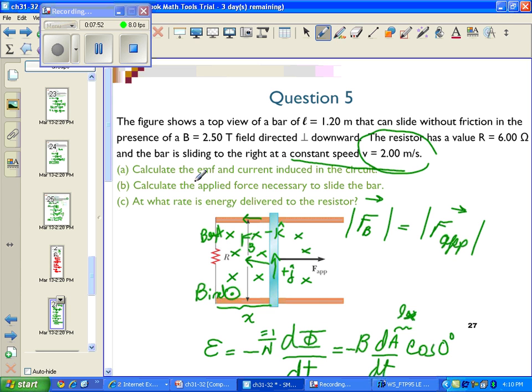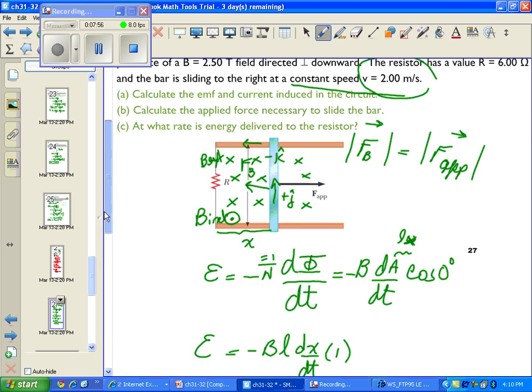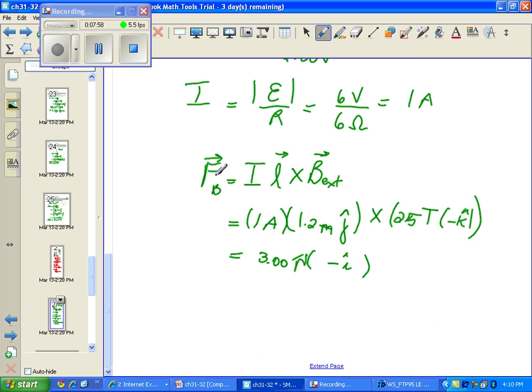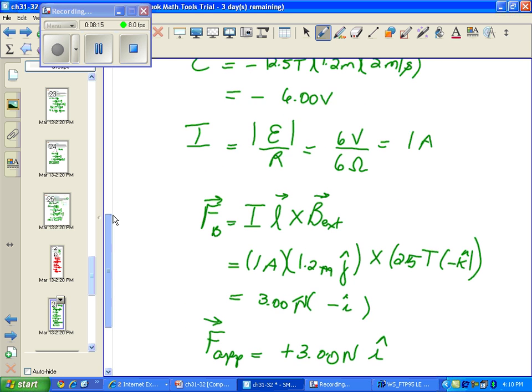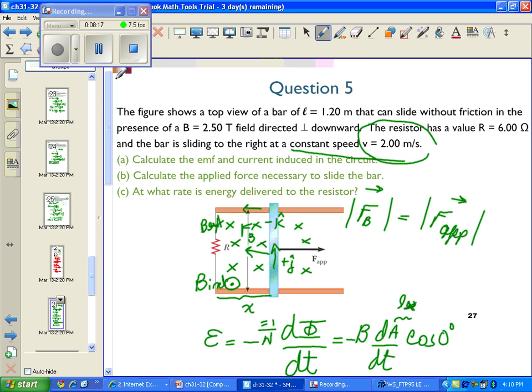Well, they've asked us to calculate the applied force, but since we have a way to calculate the magnetic force, the applied force is going to be equal to positive 3 newtons in, of course, this time positive i hat direction. Okay, let's come back up here.